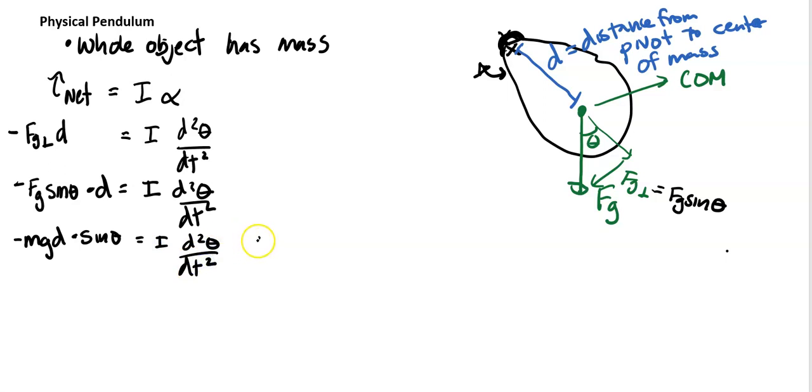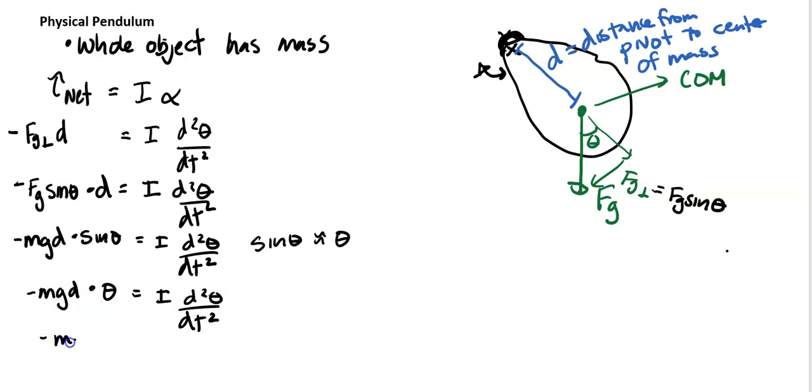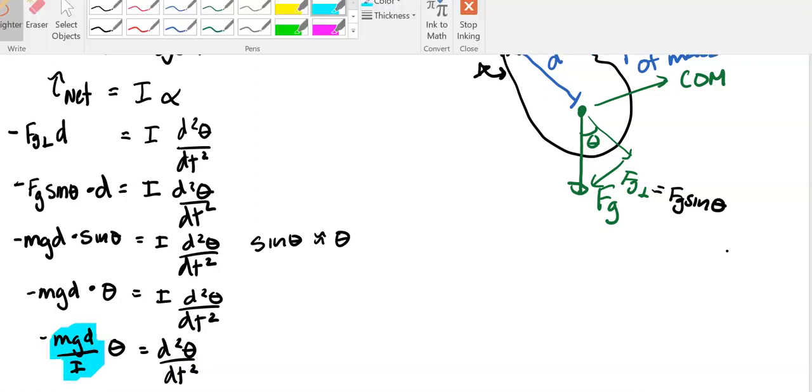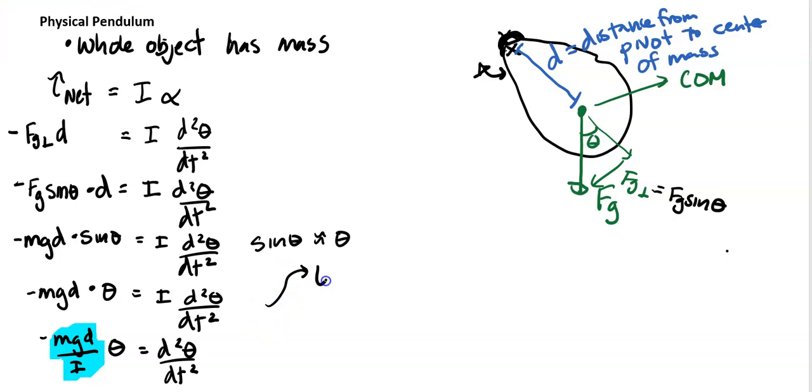We're going to go ahead and do the same process as above. For sine of theta, we'll use the small angle approximation. This is approximately theta. Again, this is only true for small angles. So mgd times theta equals I d squared theta dt squared. Let's rearrange things a little bit. So mgd over I times theta equals d squared theta dt squared. This coefficient, and again, there's more proof in other videos, is essentially omega squared. So omega is going to be the square root of mgd over I.